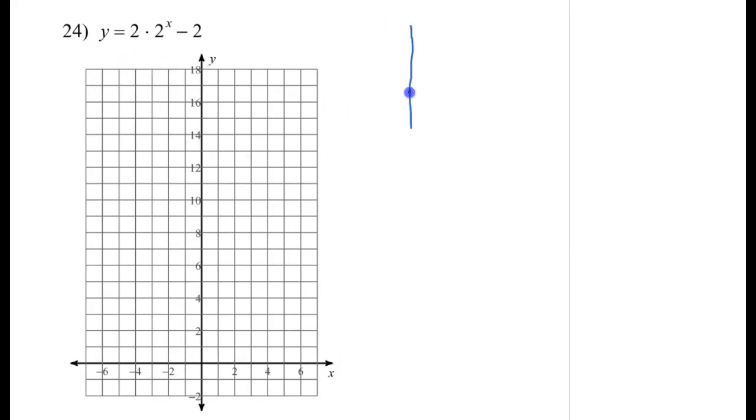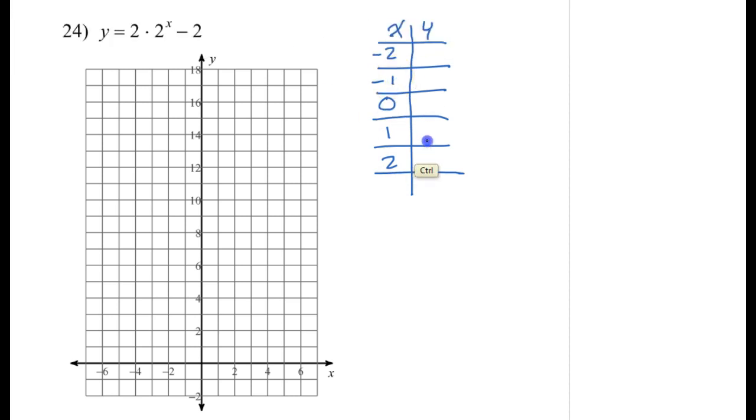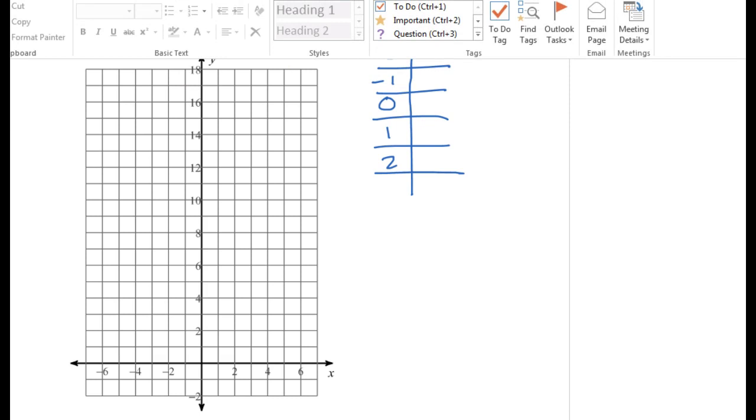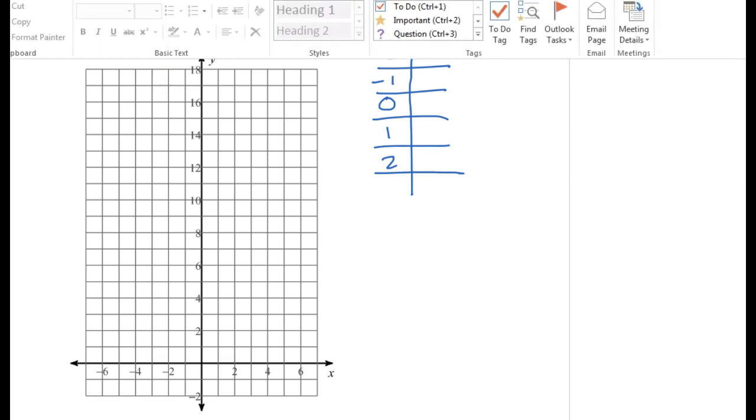So I'm going to make my little table of values, starting with the parent function. For exponential functions, we start with the x values, negative 2, negative 1, 0, 1, and 2. Okay, remember, I'm only doing the parent function right now, 2 to the x power.